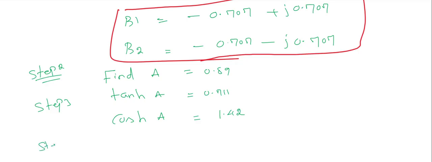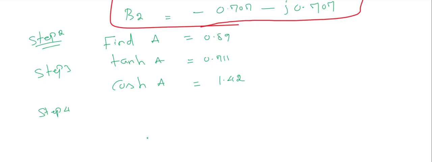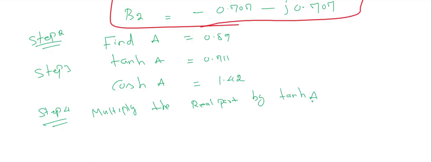Step 4: the new poles. So what are the steps? This is the normalization. Multiply the real part by tan HA. And write down the step again. So this is a normalization.